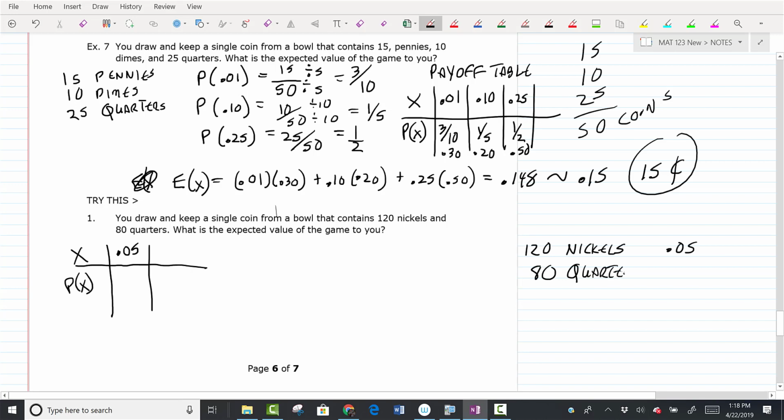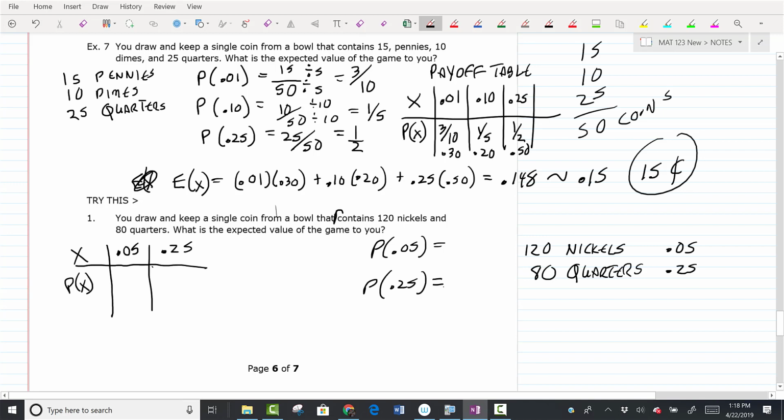It's the same game, except you've got, I don't know why that says single coin. I think, yeah, okay, single coin. That makes sense. So that's going to be 25, okay? So go ahead and see if you can put this one together. It should just take you a minute. You want to figure out the probability of getting a nickel, and then the probability of getting a quarter, fill that in your table, and then crunch out the expected value.